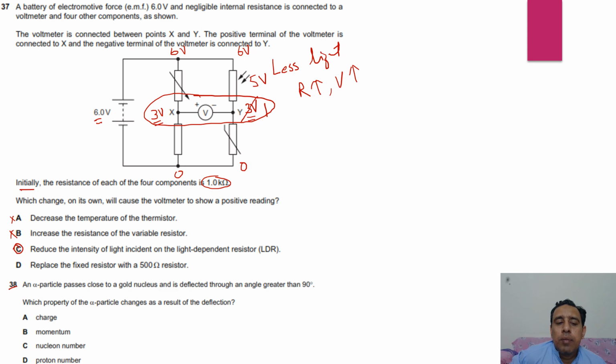Look at question number 38. There are alpha particles hitting the gold nucleus and deflections greater than 90 degrees, so this topic is related to the gold foil experiment. Here, for example, one of the alpha particles comes here and moves in this way, going back. It means the direction is going to reverse. Which property of the alpha changes as a result of this reflection? The direction is reversed, so the momentum is going to change. So option B is correct. There is no variation in the charge or proton number, only the variation is in the momentum because the direction is going to reverse.